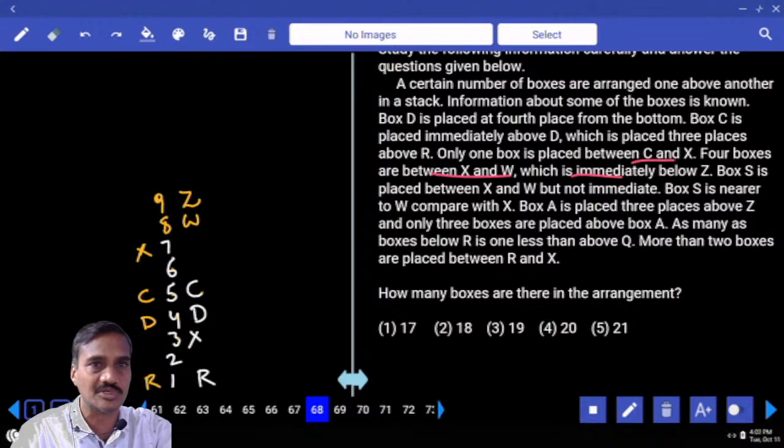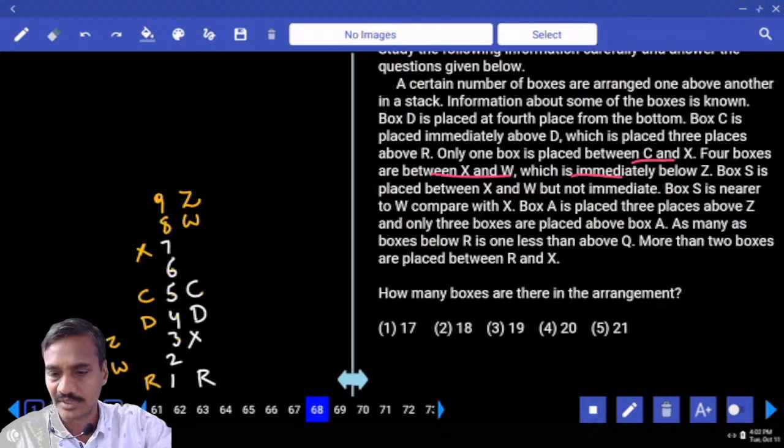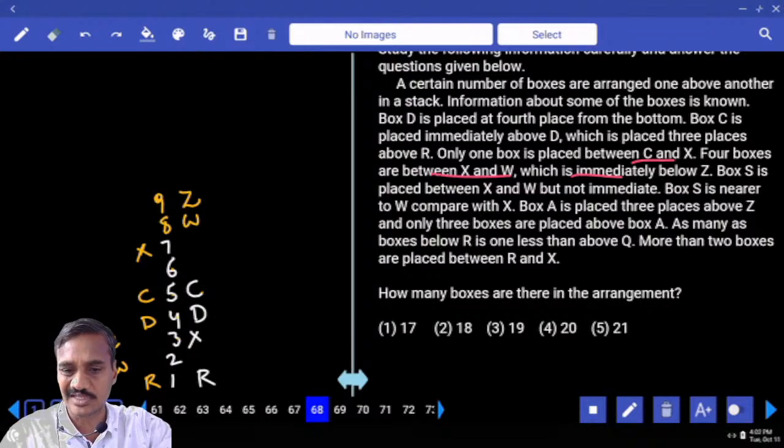This is one possibility. Then next one, we have one more piece of information here. S is in between X and W. S is nearer to W compared with X. And next one, A is placed 3 places above Z and only 3 are placed above Z.